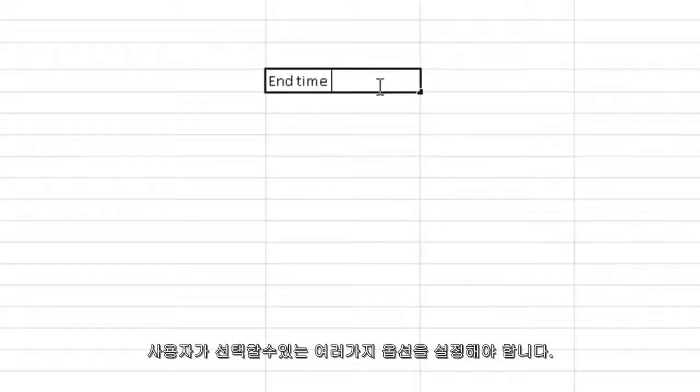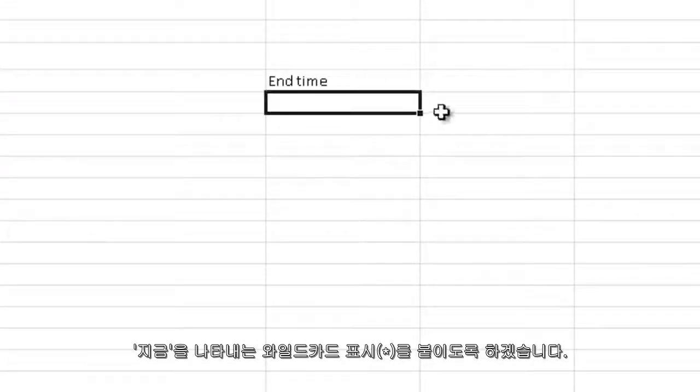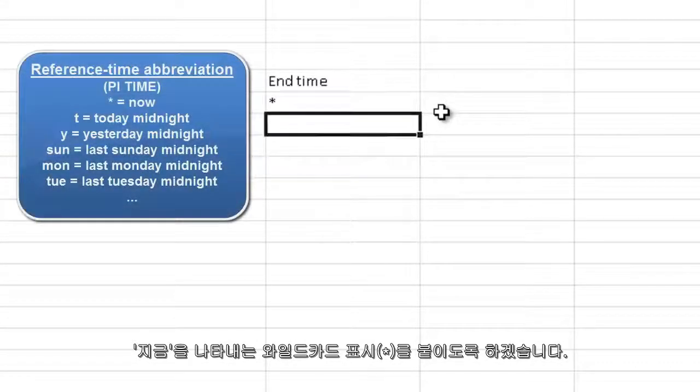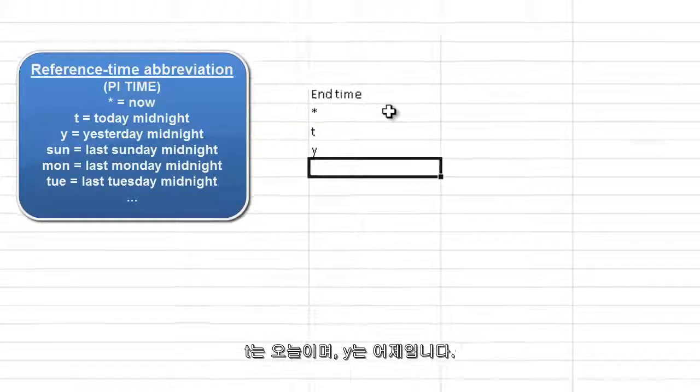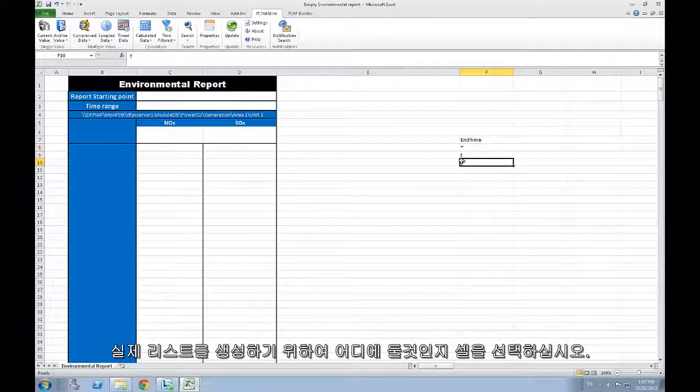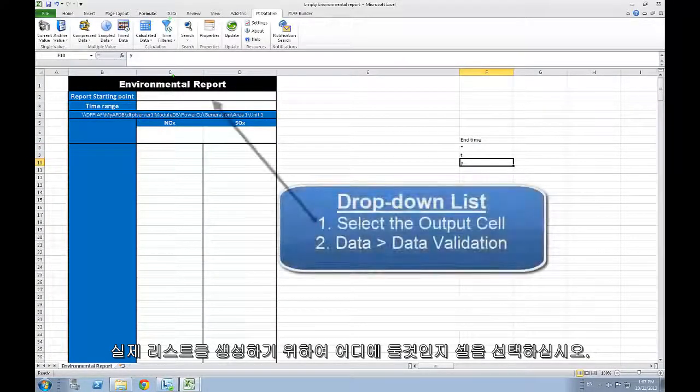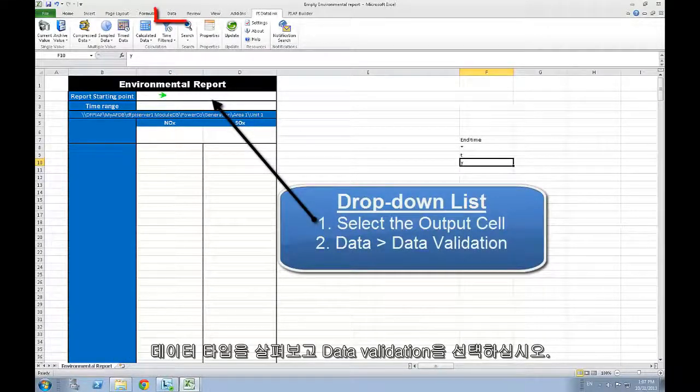To create the end time drop-down list, I need to set up the different options the user will have access to. In this case, let's just put the star as for now, T as for today, and Y as for yesterday. To create the actual list, select the cell in which you want it to appear, and then browse into the Data tab to select the Data Validation.